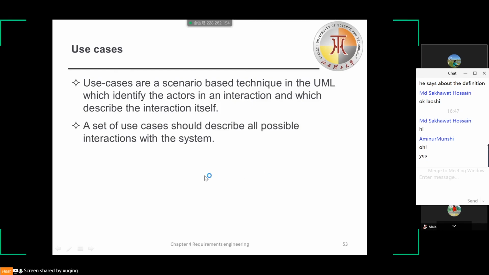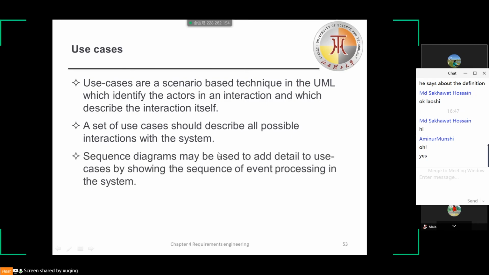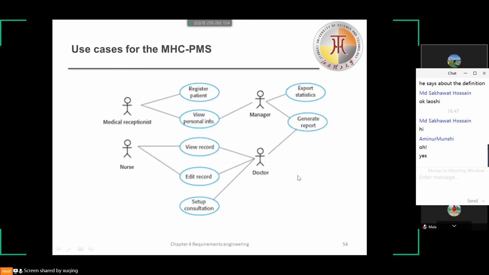Also, a set of use cases should describe all possible interactions with the system. As we have said before, sequence diagrams may be used to add detail to use cases by showing the sequence of event processing in a system. Here we have an example. This figure shows some of the use cases for the patient information system.